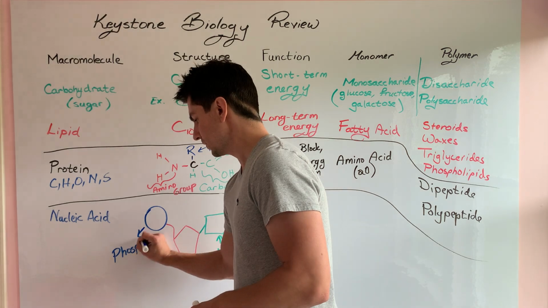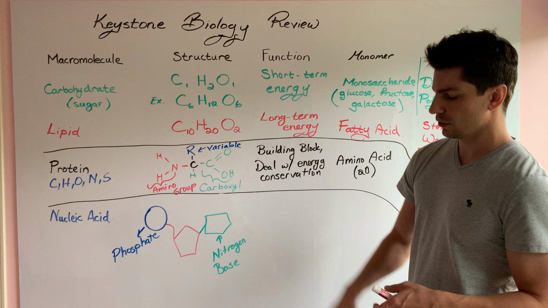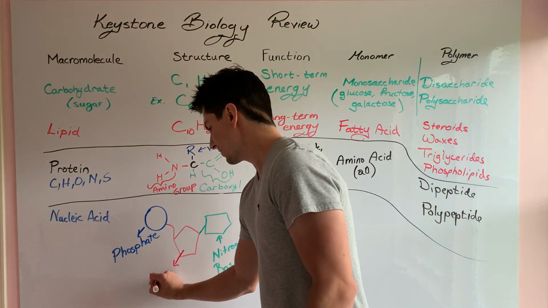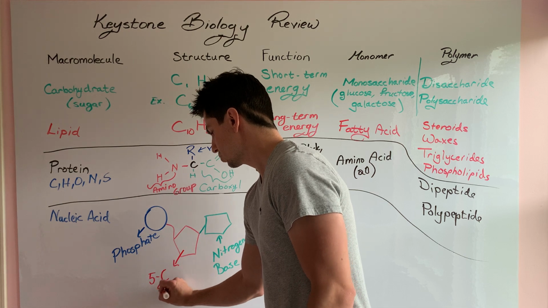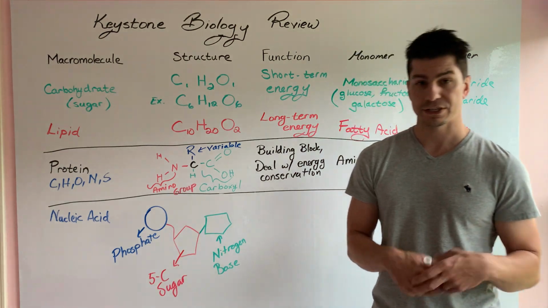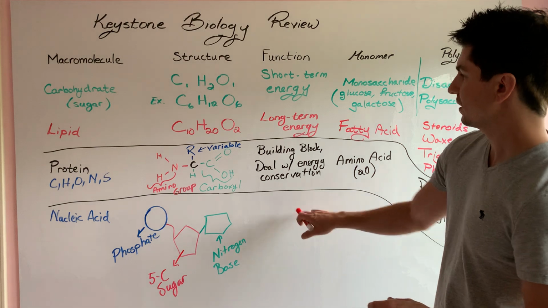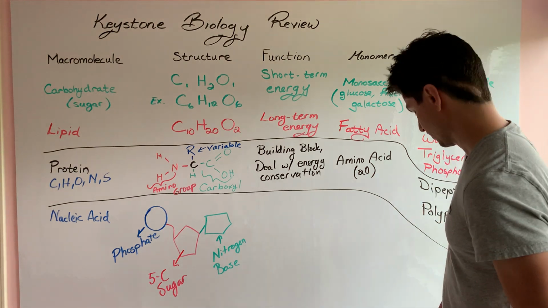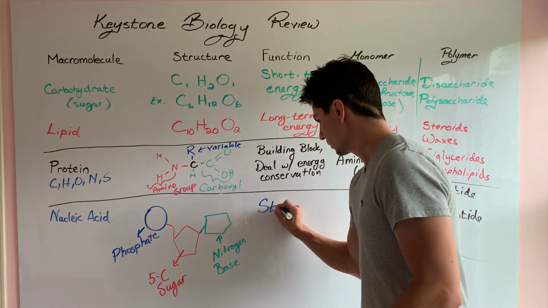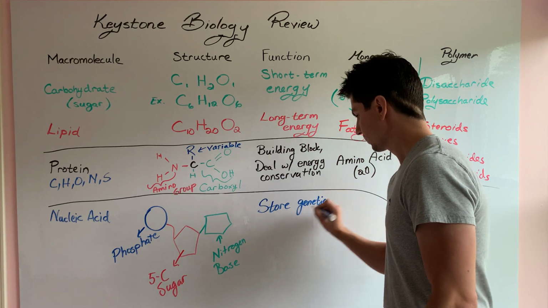Just like in phospholipids, how I showed you that circular area was a phosphate, the nucleic acids also have a phosphate, and then right here, this is going to be a 5-carbon sugar. Now there's different 5-carbon sugars we can choose from. For DNA, it's deoxyribose. For RNA, it is ribose. Okay? The function of our nucleic acids, these are going to store our genetic information.